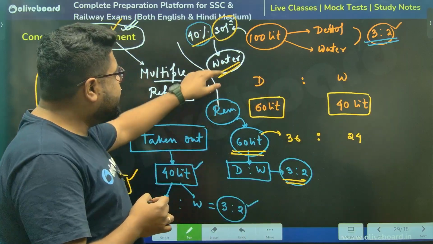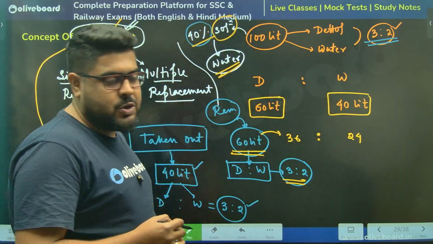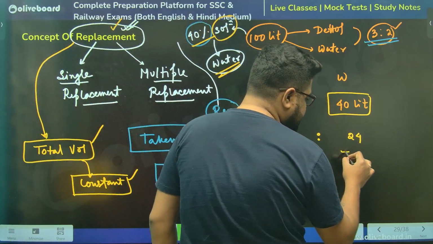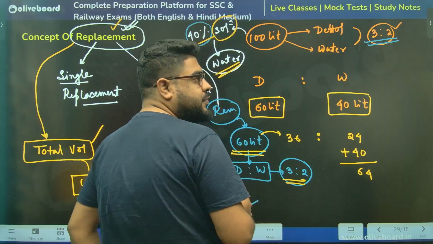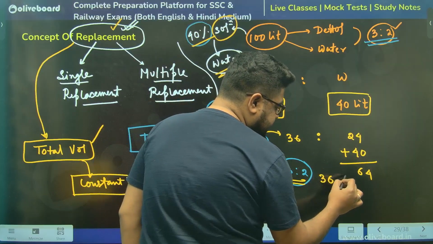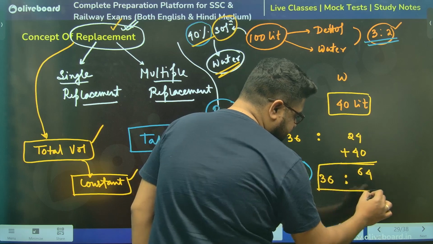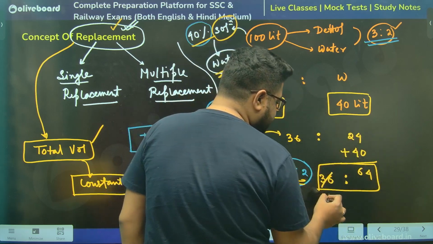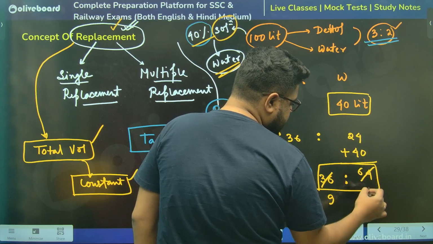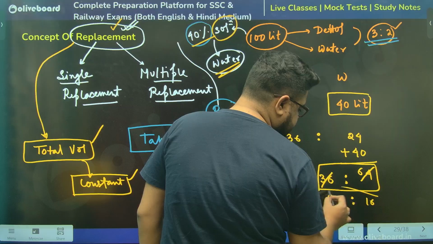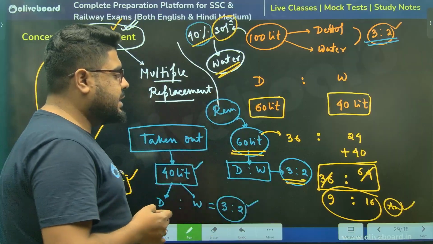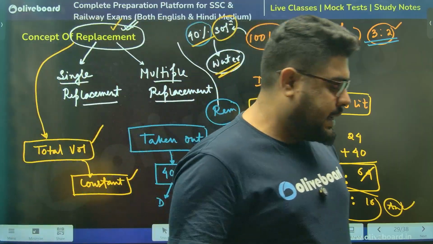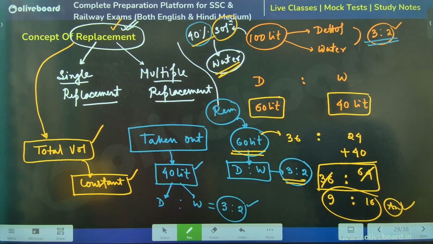Now what I've done, I have added the same amount of water. Meaning I had taken out 40 liters, so I have added 40 liters of water. So now the water becomes 64 and Dettol is 36. What will be the new ratio? This will be the new ratio. Now if you calculate, 4 9s and 4 16s. So this is your answer. After doing the replacement, this is what you will get: the Dettol to water ratio. I hope this is 100% clear to everyone.